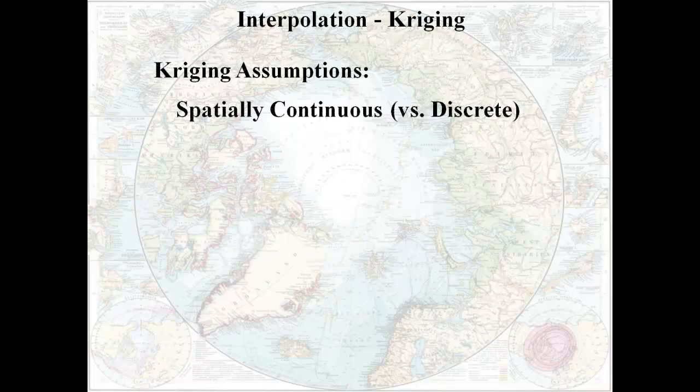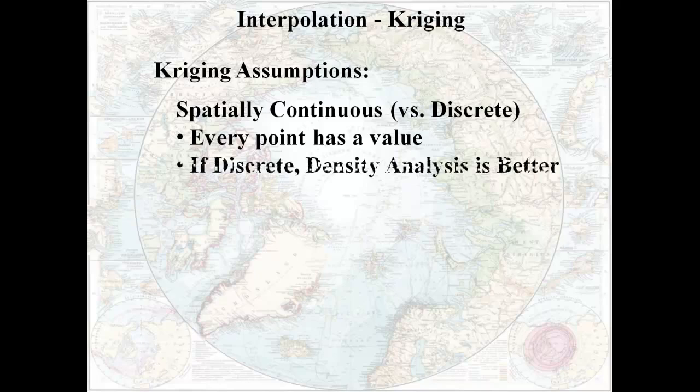So what are these assumptions? Spatially continuous versus discrete means that every point has a value. So you can imagine a continuous phenomena, let's say temperature, elevation, pressure, things like that. Even if you don't measure at every point, the phenomena is spatially continuous, which means there's a value at every point, even if we don't have a point of measurement there. If it's discrete, use another method.